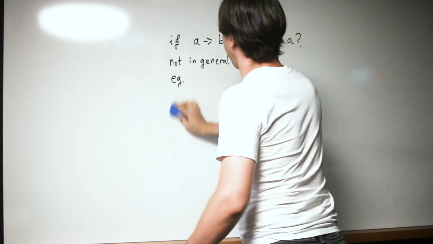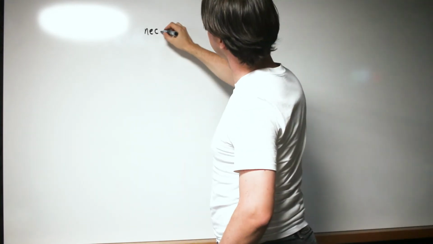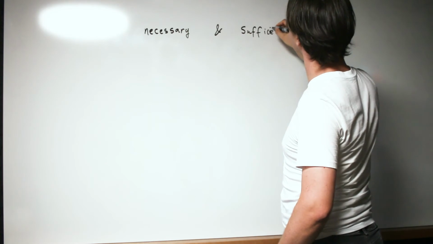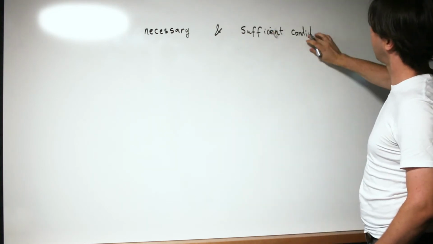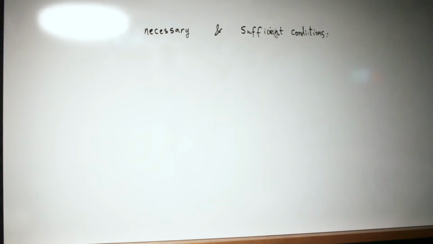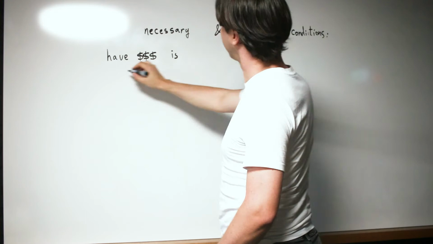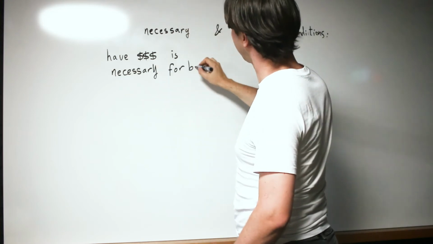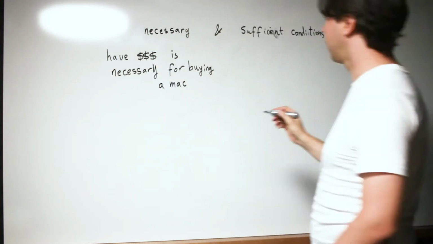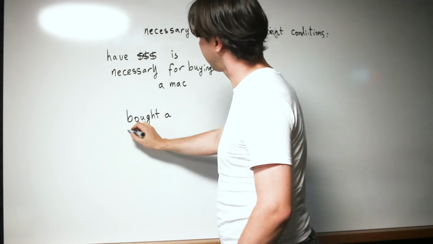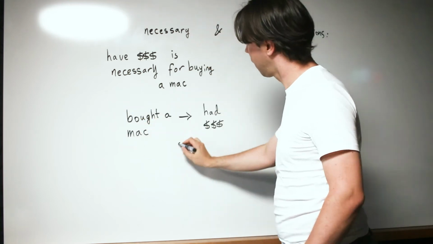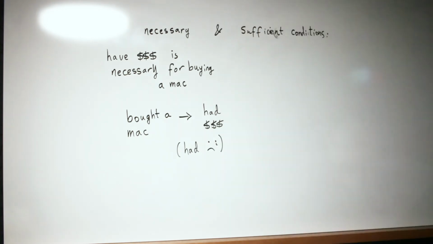Two terms which get bandied around a lot in maths are necessary and sufficient conditions. Sometimes these terms are used individually, and sometimes a condition is both necessary and sufficient. Let's say a necessary condition for buying a Mac is having money. What is the implication? If someone buys a Mac, then we can infer they have money, or at least they had money. If a result is satisfied, we can infer that all the necessary conditions that led to that were also satisfied. However, a necessary condition alone may not be sufficient.